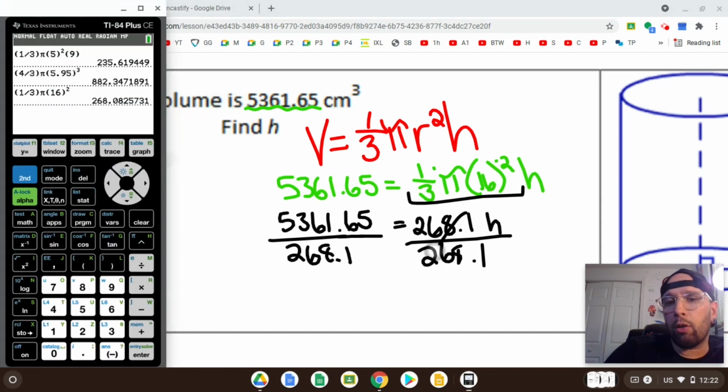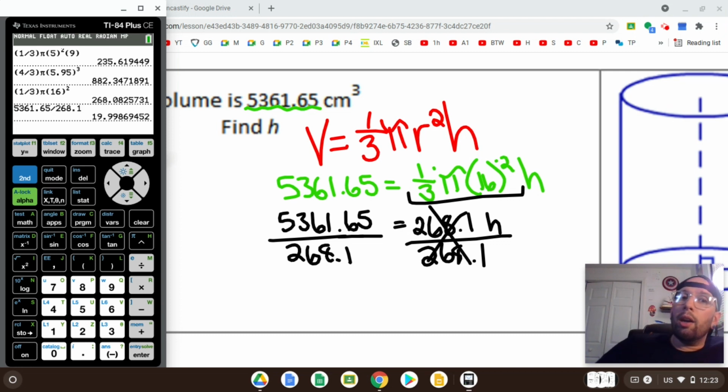Okay, that crosses out. And so I can do 5,361.65 divided by 268.1. And I get 19.998, which rounds up to 20.